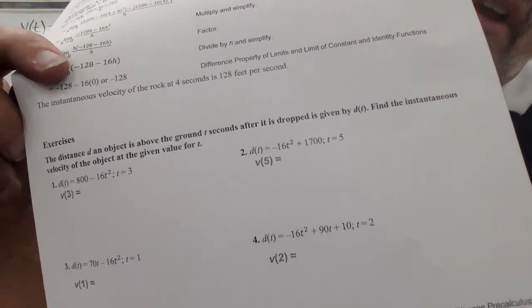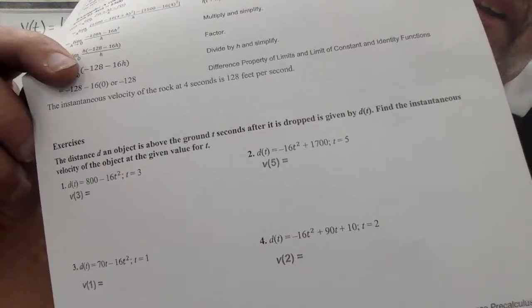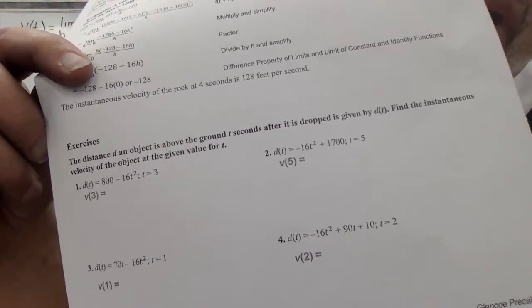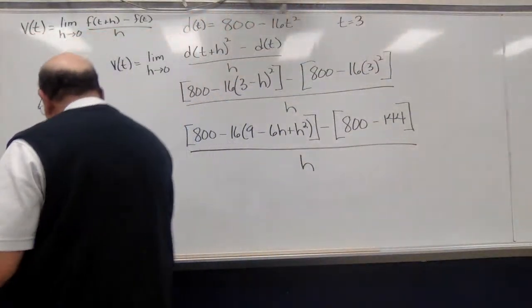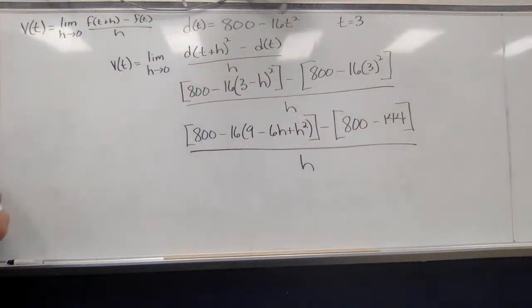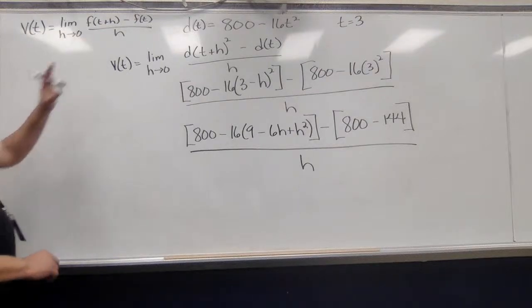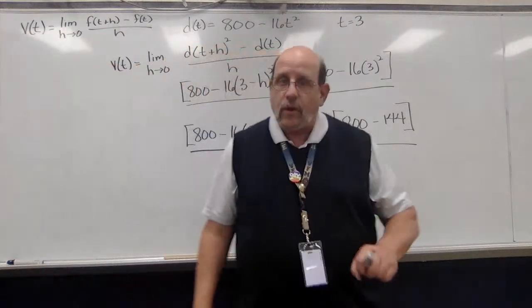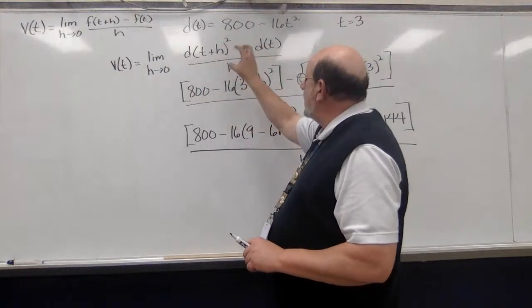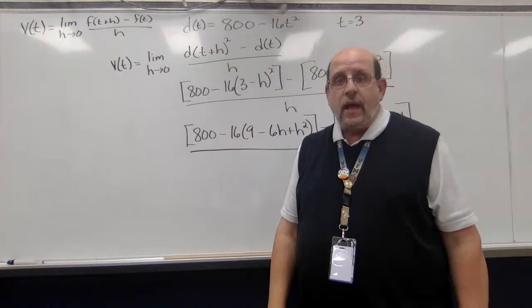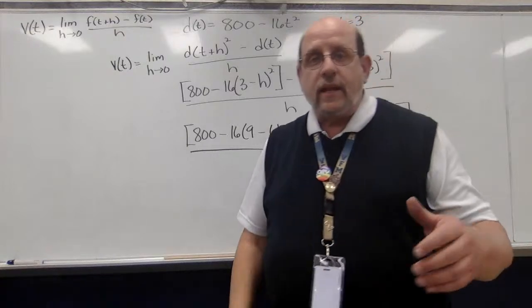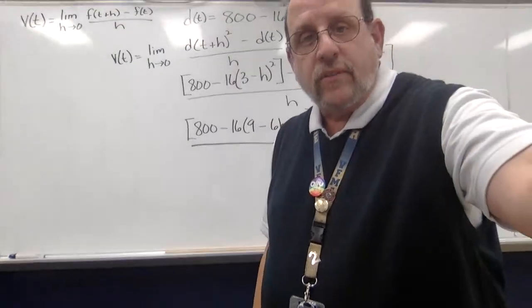All right, and so this first one is d of t is 800 minus 16 t squared, and we're finding it at time 3 seconds into the fall. So we know we're looking for something negative, right? We're going to look for some negative value. And I've set it up here where this is our function, and it looks eerily similar to what we've just done. And I think that is on purpose.